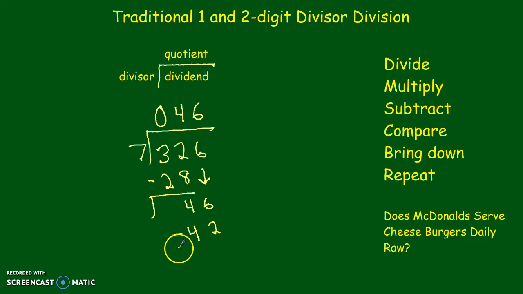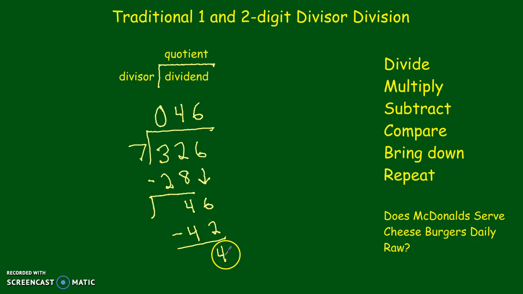Then we subtract. 46 subtract 42 is also 4. After we subtract, again, we have to compare. We have to make sure this number is smaller than our divisor, and it is. Then we look to see if there's any more numbers to bring down. In this case, there are not, so that tells us we're done with the problem.